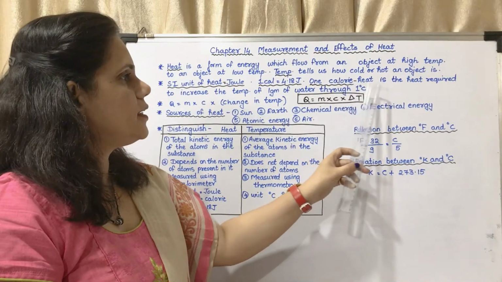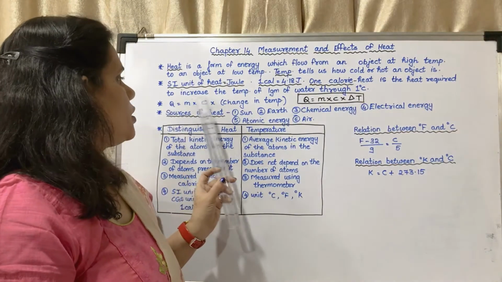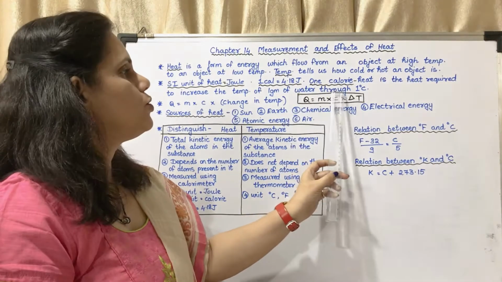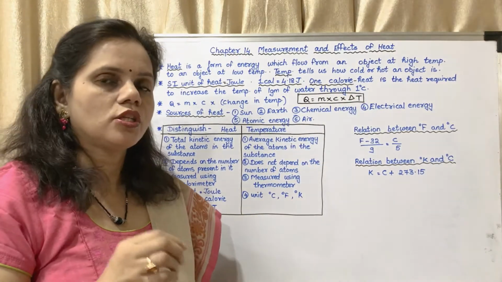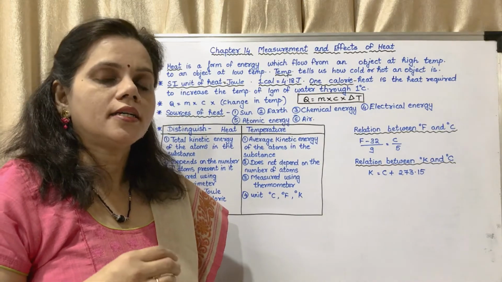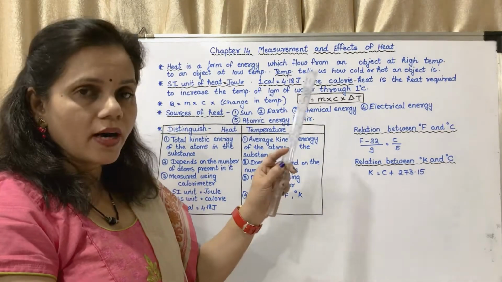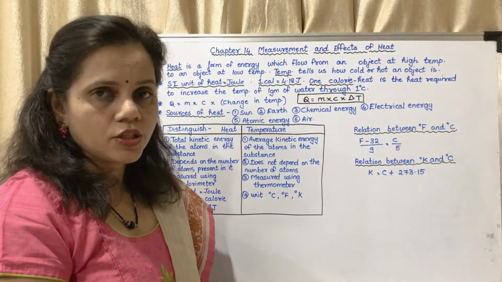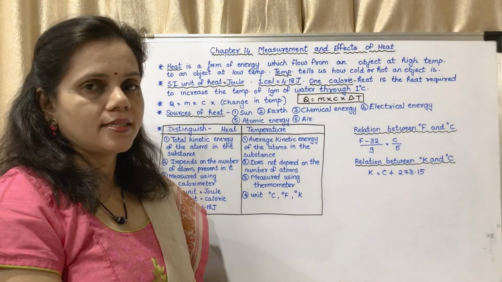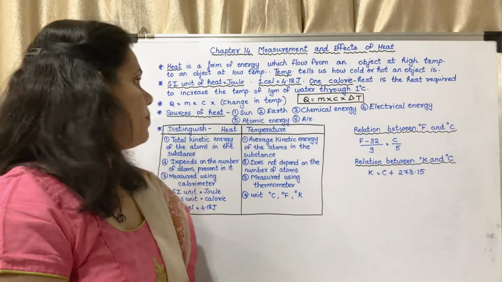1 calorie heat is the heat required to increase the temperature of 1 gram of water through 1 degree Celsius. So they specified that it is water. Okay, the heat required to raise the temperature of 1 gram of water through 1 degree Celsius is said to be 1 calorie.